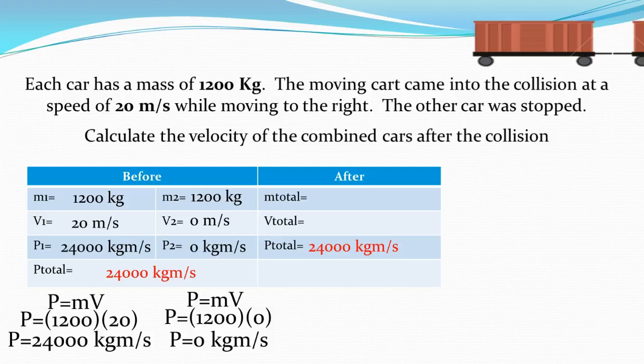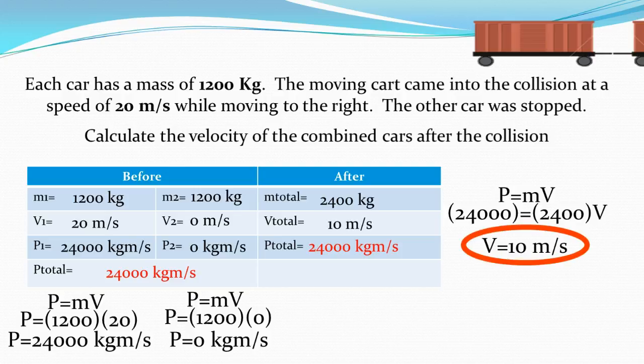I'm trying to find the velocity of the two cars in total. I don't know the velocity and I don't know the mass. However, I started with two 1,200 kilogram carts. They combined together to make one 2,400 kilogram cart. If I want to solve for my total velocity, the velocity that the two cars move off together, I need to set up P equals mv again, my momentum formula. I know my momentum's 24,000. I know my mass is 2,400. It's just a one-step equation to solve for v. V is being multiplied by 2,400, so I'm going to divide both sides to get 10 meters per second.